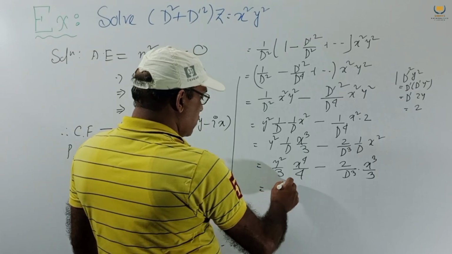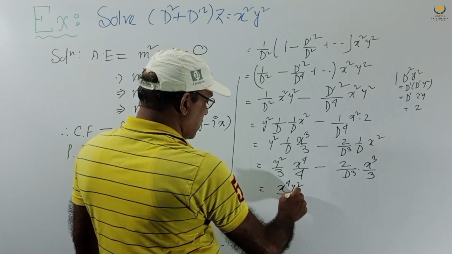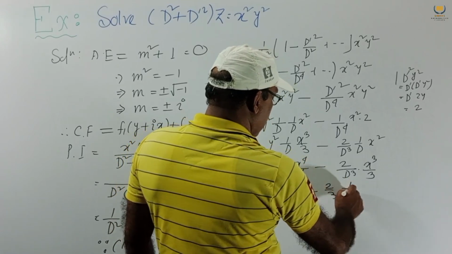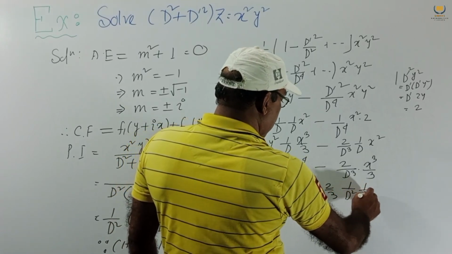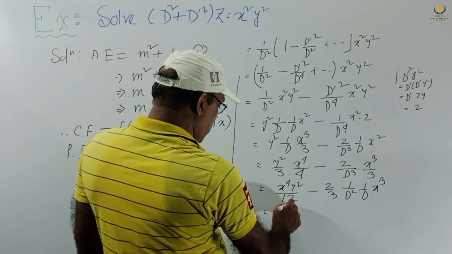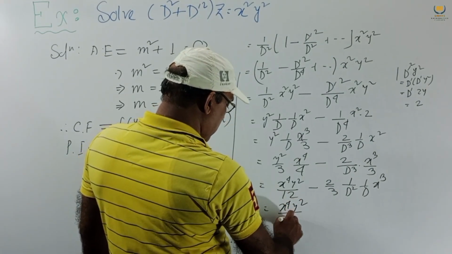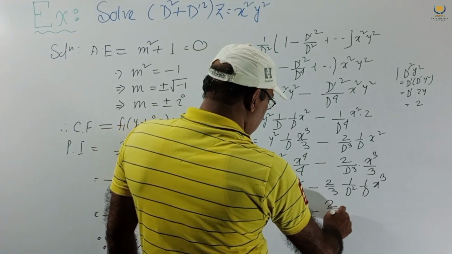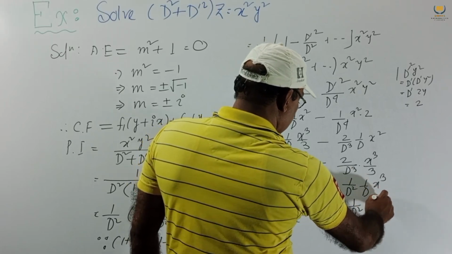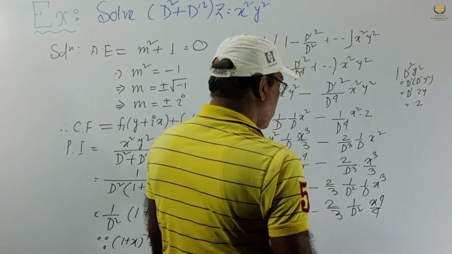And this one is x to the power 4 y squared by 12. And 2 by 3, 1 by D squared, 1 by D of x cubed. So x to the power 4 y squared by 12, minus 2 by 3, 1 by D squared of this, which is x to the power 4 by 4.